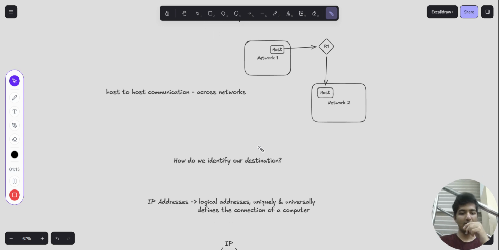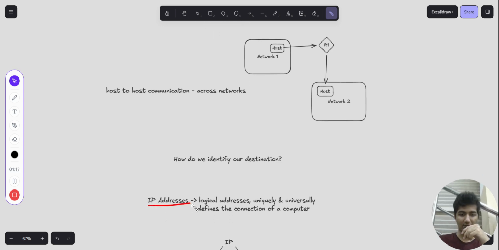So here we introduce the concept of IP addresses. IP addresses are logical addresses, unique and universal, that define the connection of a computer. So each host here will have an IP address that defines a connection to this line.